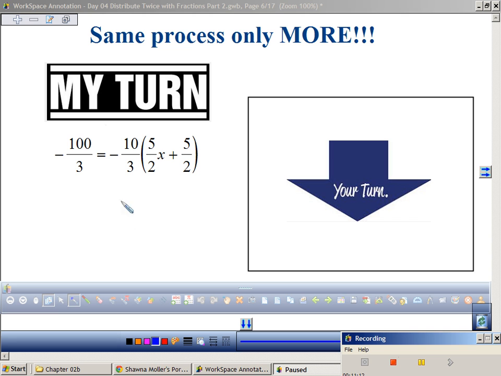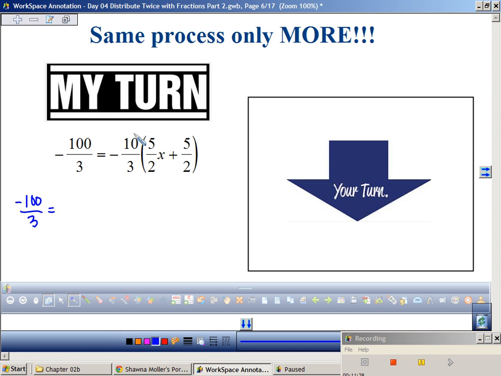So I've got negative 100 over 3, so I'm going to write that down, equals, distribute 10 over 3 times that. I'm going to break up my 10 over 3 times 5 over 2x. Questions on how I did that? Everybody's good so far? Now I've got to distribute 10 over 3 to my 5 halves.